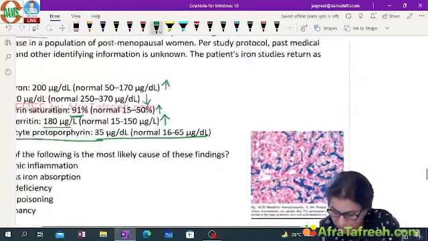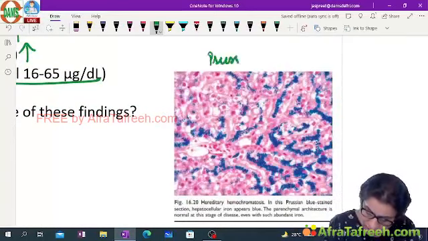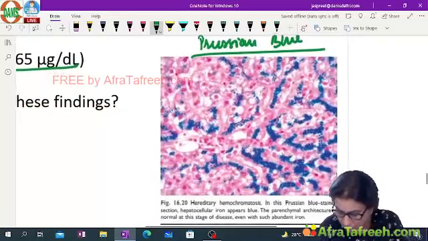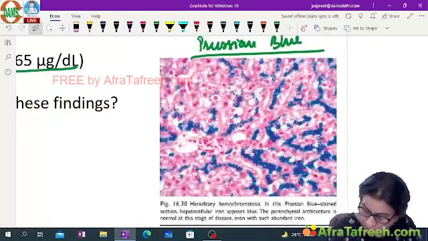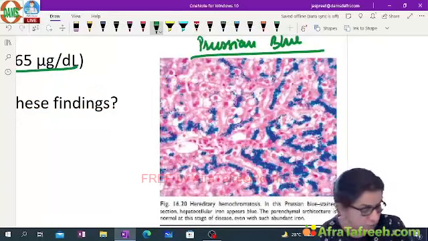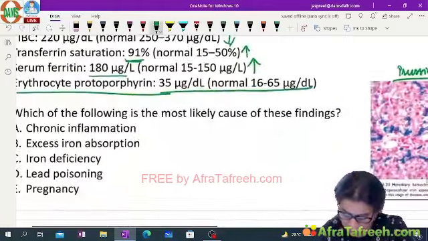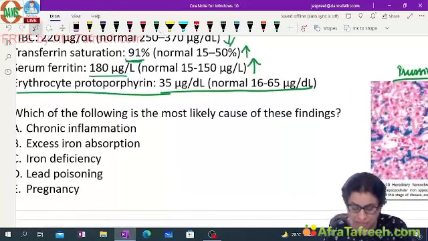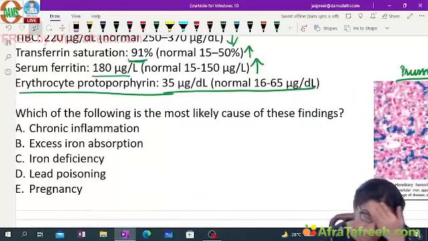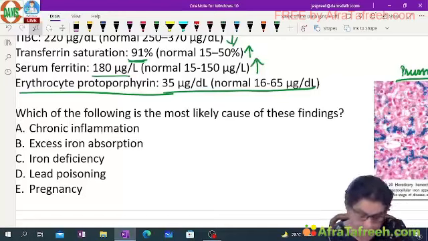So you can see this is the Prussian blue or Perls' reaction, a stain done on liver biopsy. I'm zooming the picture. All these blue colored areas are hemosiderin deposits in the liver. Which of the following is the most likely cause of these findings? Chronic inflammation, excess iron absorption, iron deficiency, lead poisoning, pregnancy. So what is your answer?